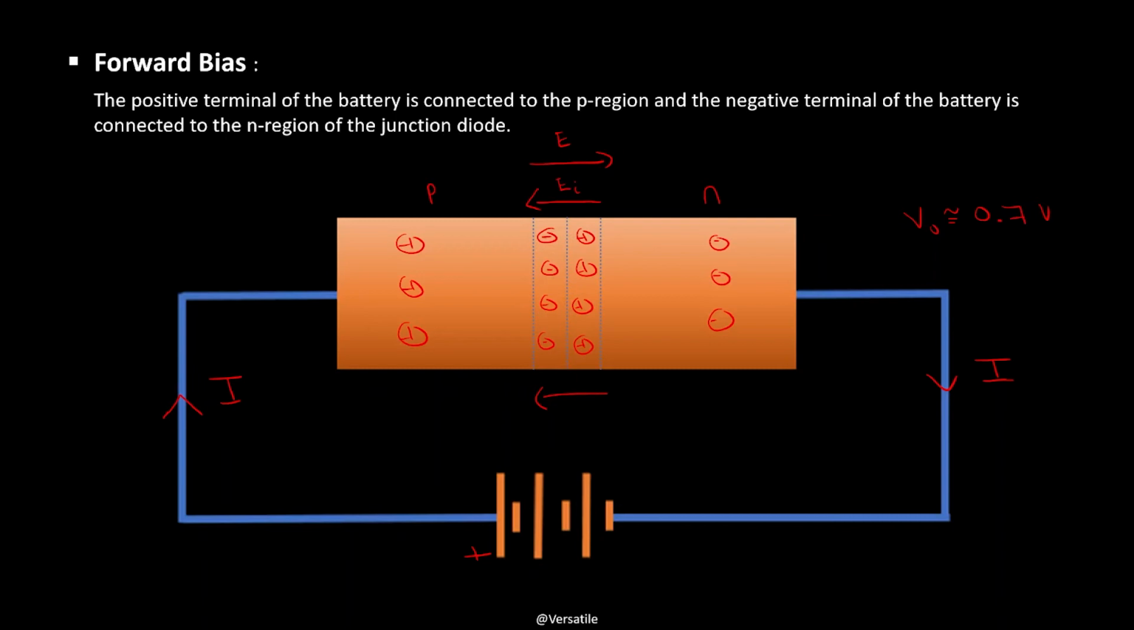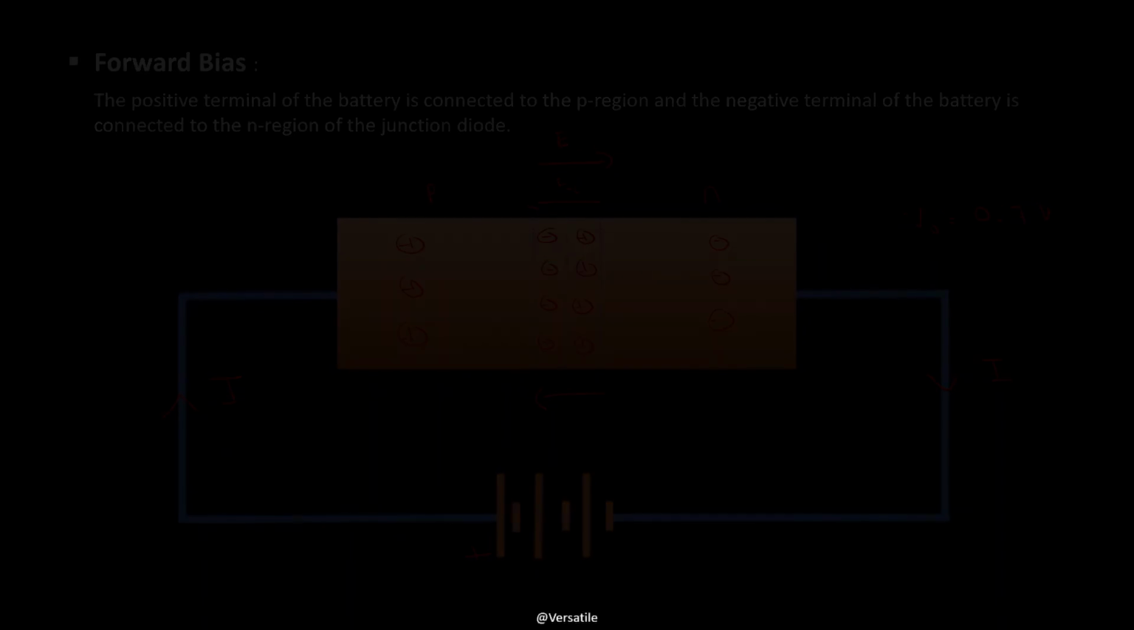And the basic features of forward biasing are: number one, within the junction diode, the current is due to both types of majority charge carriers, but in the external circuit, it is due to electrons only. And number two, the current is due to diffusion of majority charge carriers through the junction and is of the order of milliamps. And the other possible configuration is the reverse bias.